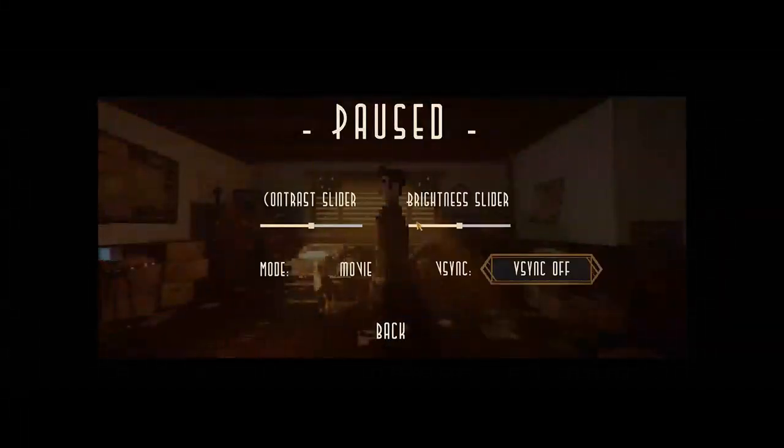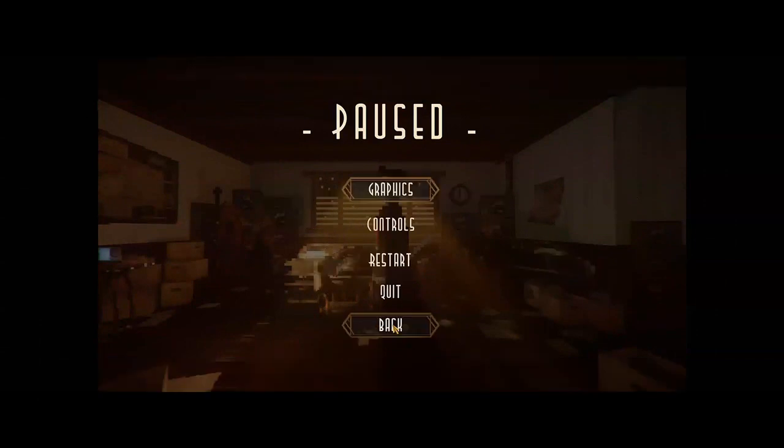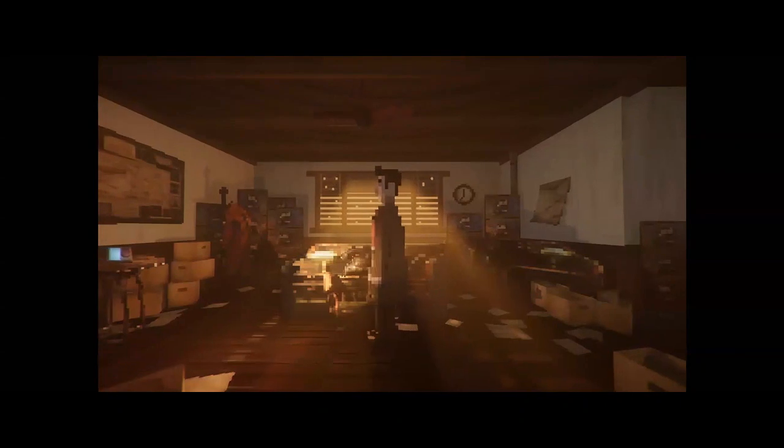You can also choose to play it as a game itself. Under the graphics option, we have this mode. Right now it's set to movie. If you switch to game, you can see that it removes the bars. Back then I was working on my laptop, so I thought the cinematic bars really help to make this game seem as though you're controlling a movie character.